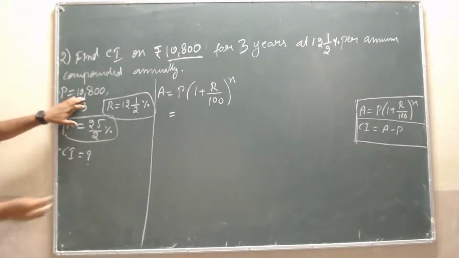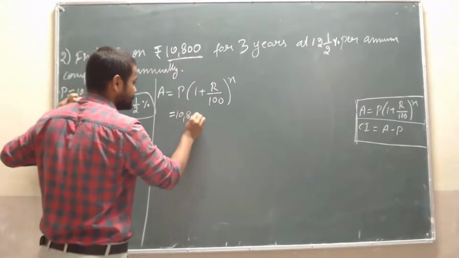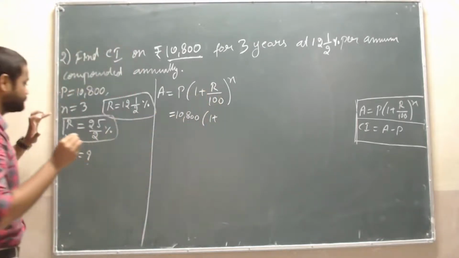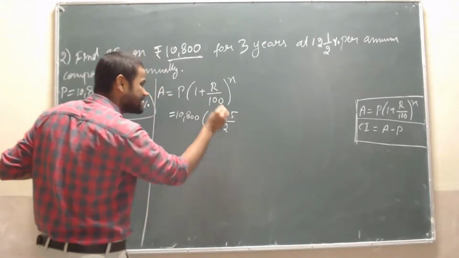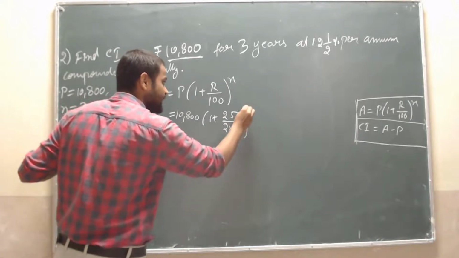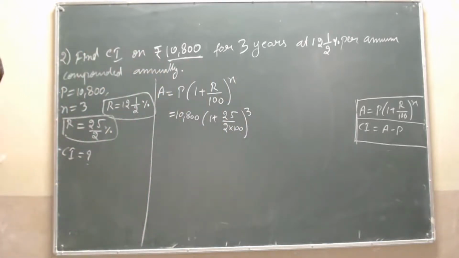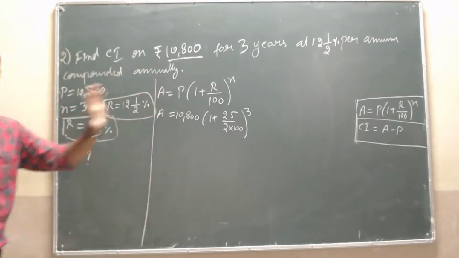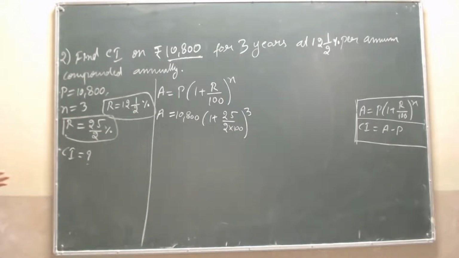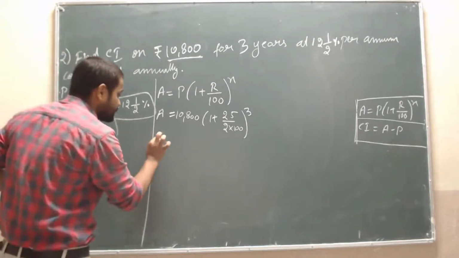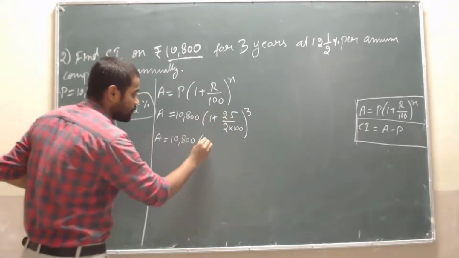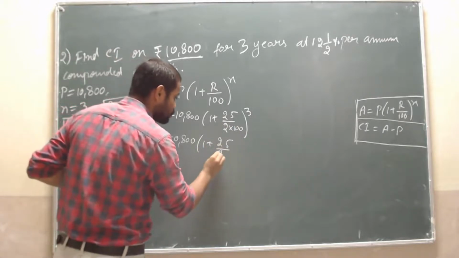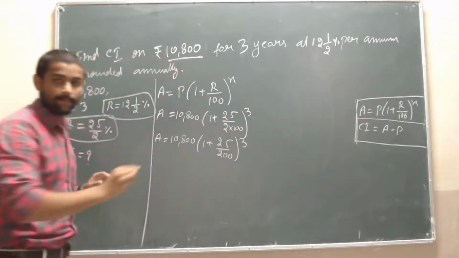Then P is equal to 10,800, 1 plus R is 25 by 2, okay, 25 by 2, and here is 100 is there. N is 3. This step is clear. Sir, what did you do? Nothing sir, just I have substituted all the values. So solve it. 10,800 as usual, 200. 1 plus 25 by 200 whole cube.